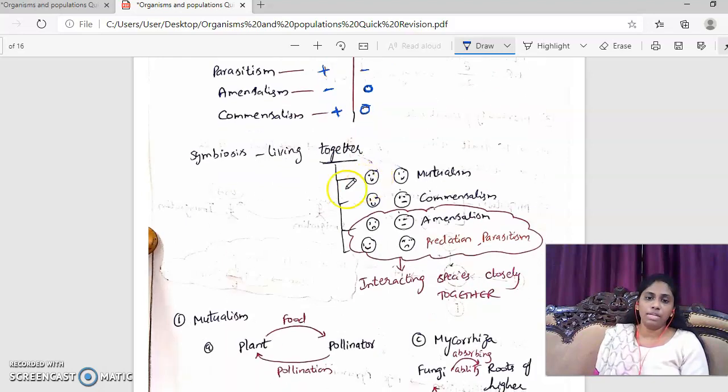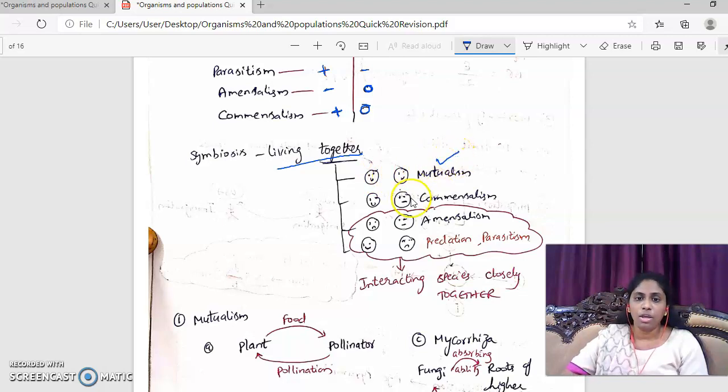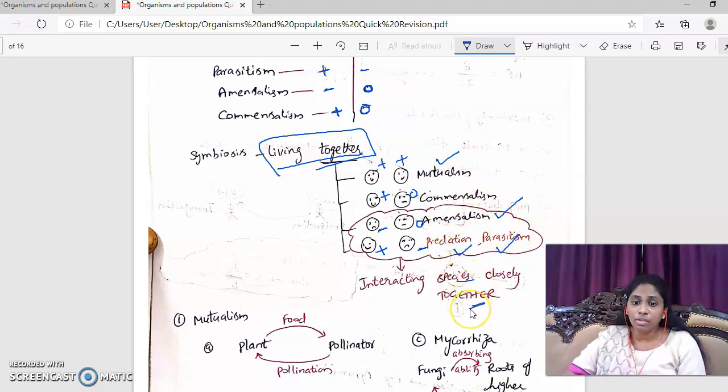Now symbiosis is very important, you have to make a note here, children. Symbiosis is living together, whether both the partners are mutualistic, or one is getting the benefit and one is neutral, or one is getting the benefit and one is not. So these are all symbiosis. In symbiosis, the 2 partners live together. While amensalism, predation, parasitism, these 3 are also symbiosis, but the interacting species are very, very closely present. A, P: A for amensalism, P for predation and parasitism.